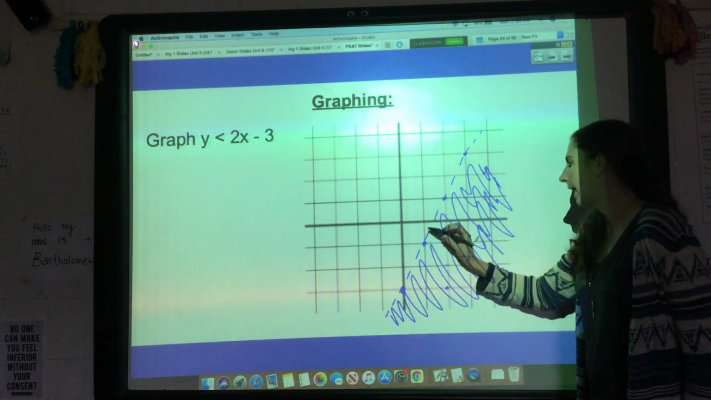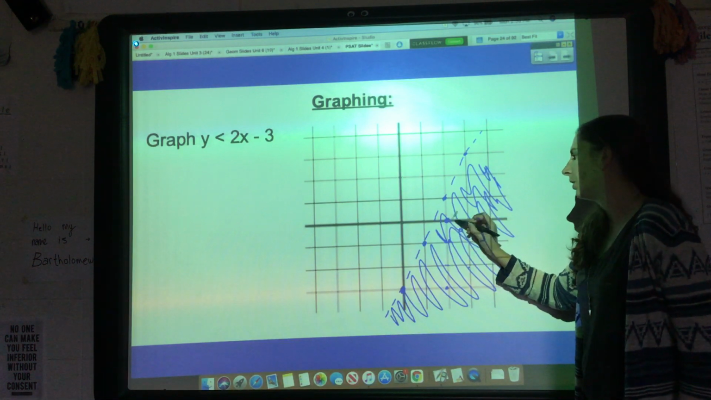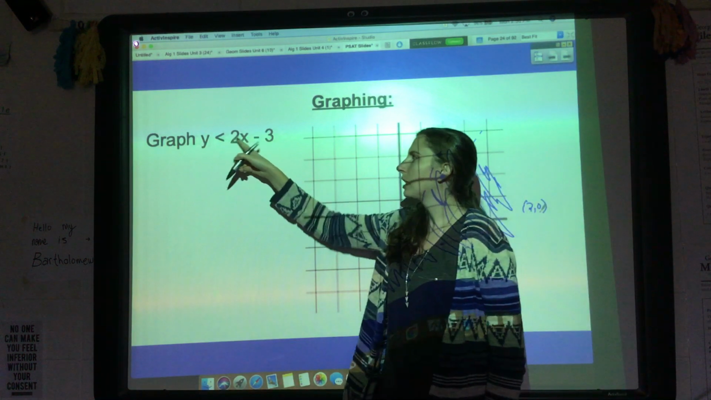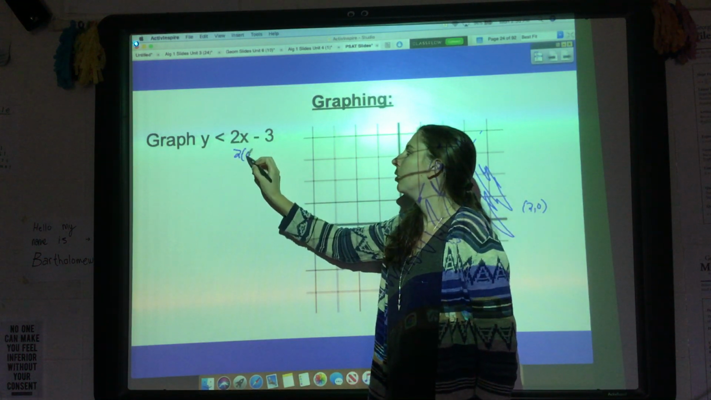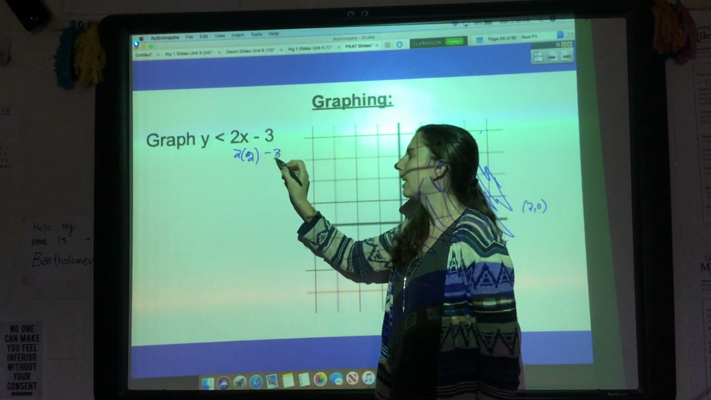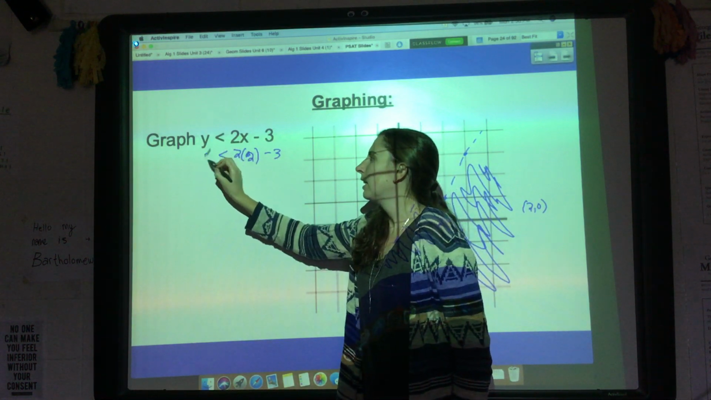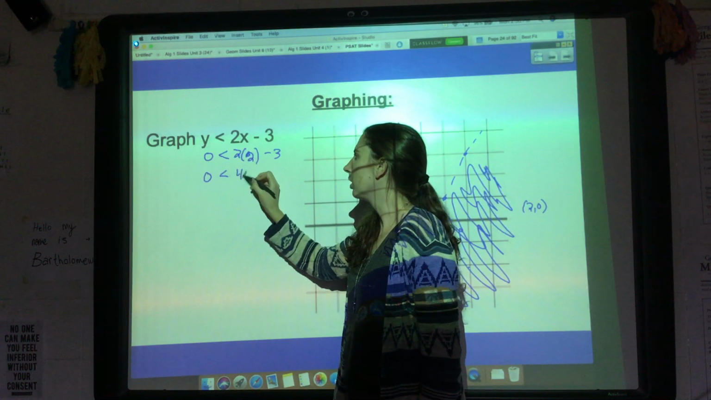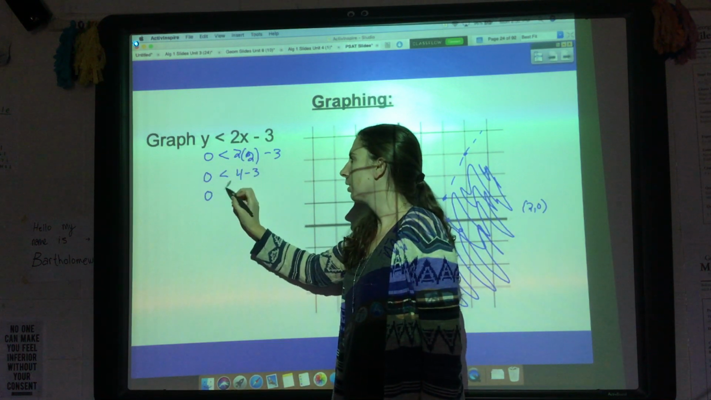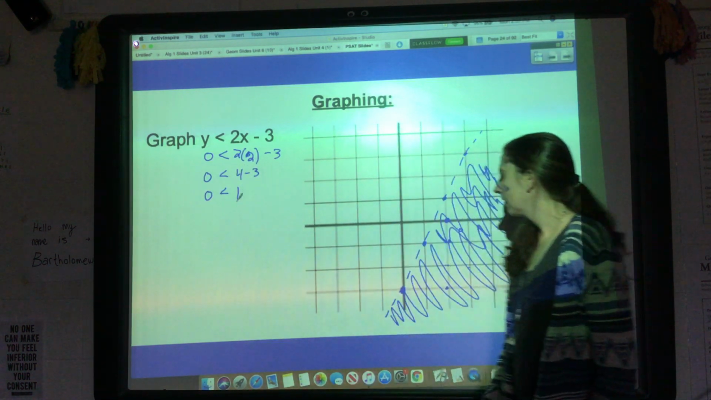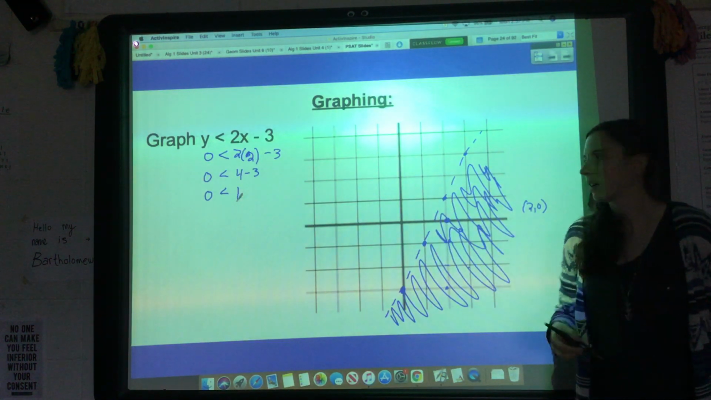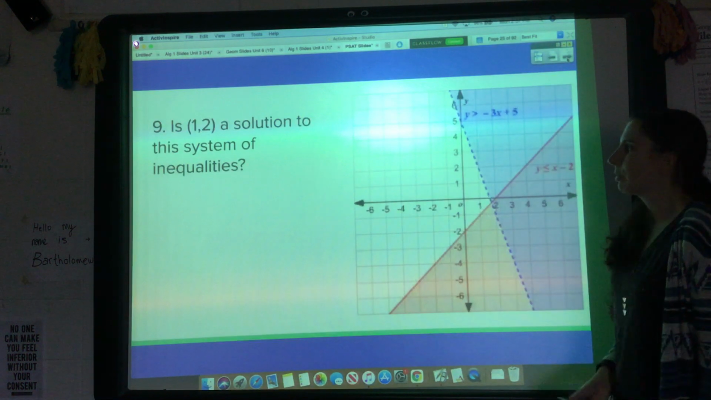For example, like (2, 0). If I do 2 times 2, 2 times 2 minus 3, is 0 less than this? So is 0 less than 4 minus 3? Yeah, 0 is less than 1. But if I try something on the line or even beyond the line, it won't work. You can even come up with combos of these.